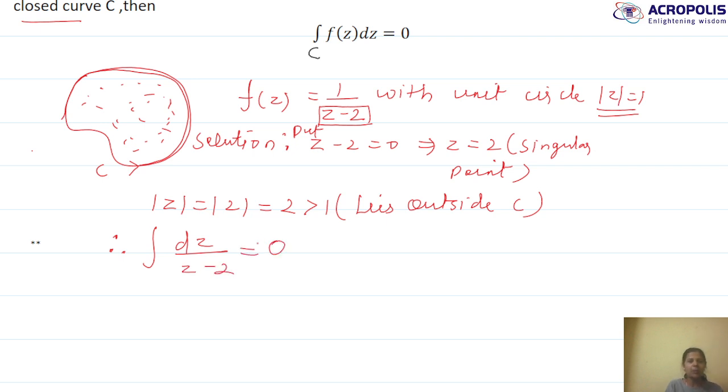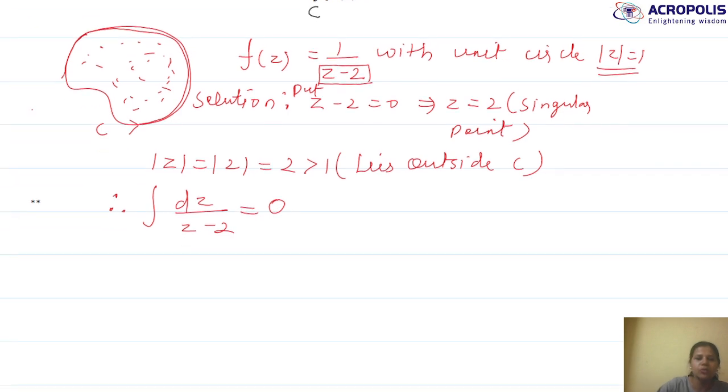So in a simple way, what is Cauchy's theorem saying? If f of z is analytic within, that is inside, and on the simple curve C, and there is a point A whose singularity is outside the curve, then the value of the integral over C will be 0. So this is Cauchy's integral theorem.